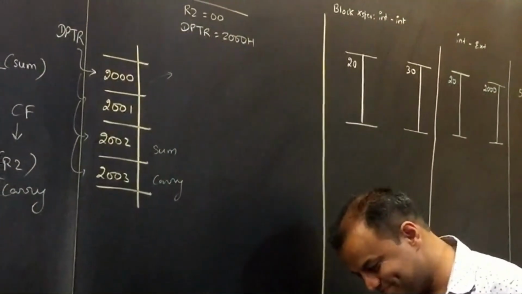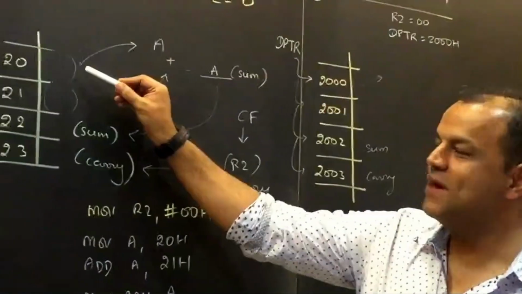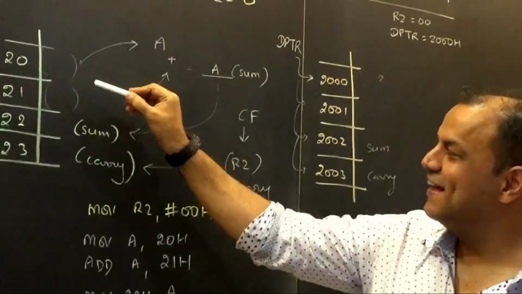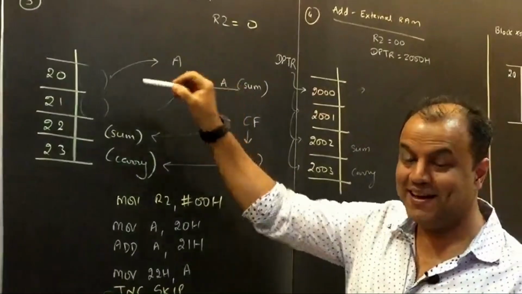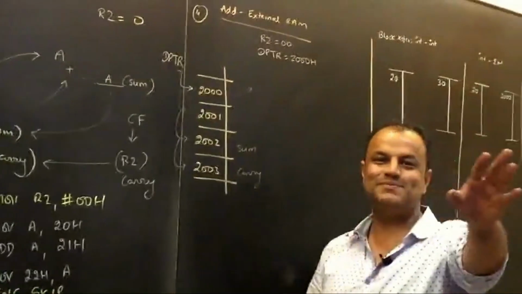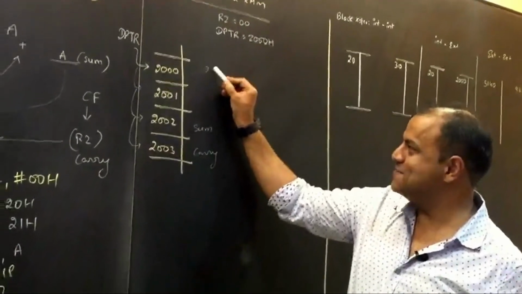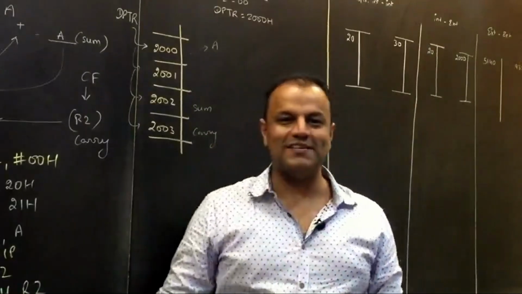Second issue. What did we do here? We took the first number in A and directly added the second number. Can you see that? We took the first number in A, directly added the second number. That is not possible when you're working with external RAM. We will take the first number in A, no doubt. Direct addition is not possible in external RAM.